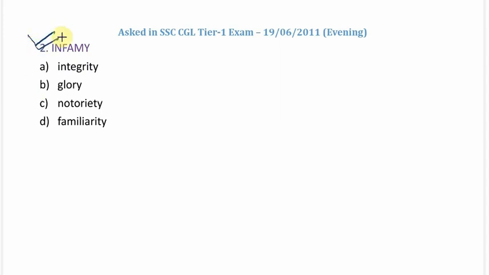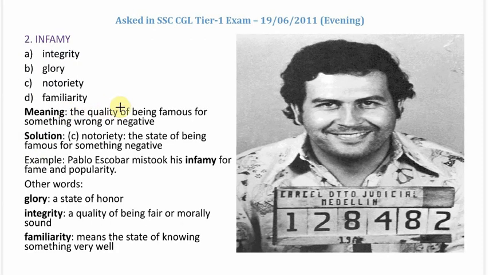The next word is infamy, and the options are integrity, glory, notoriety and familiarity. So infamy is the quality of being famous for something wrong or negative, and notoriety is also the state of being famous for something negative. So the synonym of infamy is notoriety.